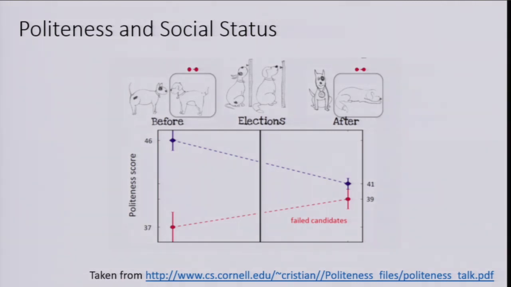So before the election, these blue guys were very polite and these red guys were impolite. I mean, not that polite. So probably they were impolite and they lost the election. So that's why politeness is very important. And after the election, these guys became more polite. Now they are failed candidates, whereas this guy became more arrogant and they became less polite. And kind of both merged in the middle. So this was one study. They call it politeness and social status.